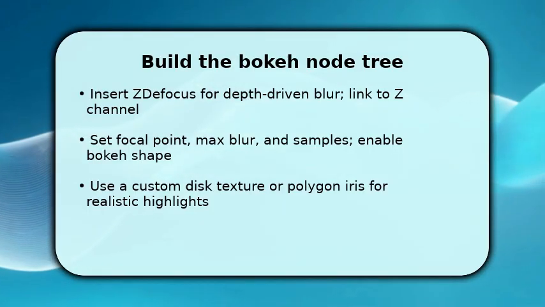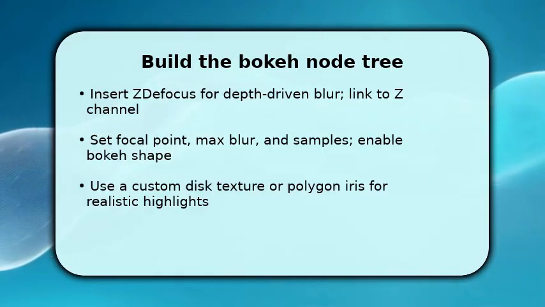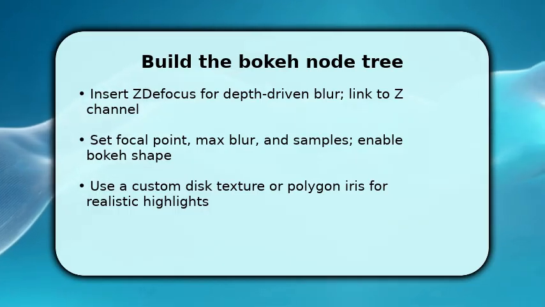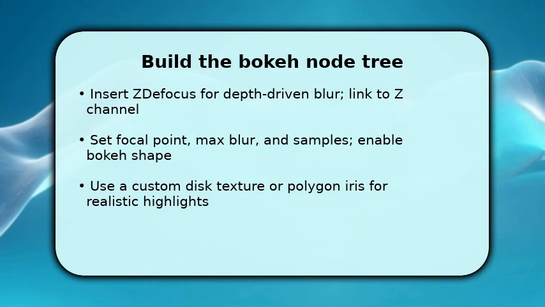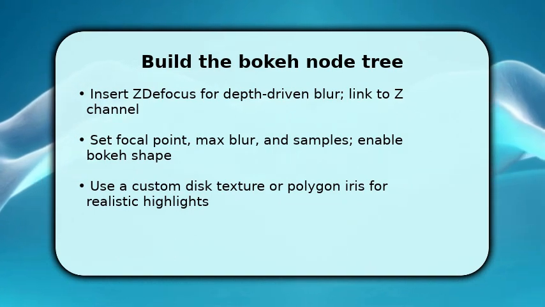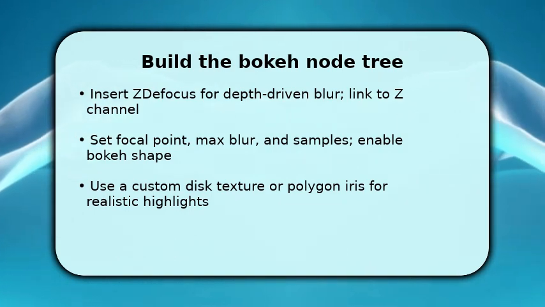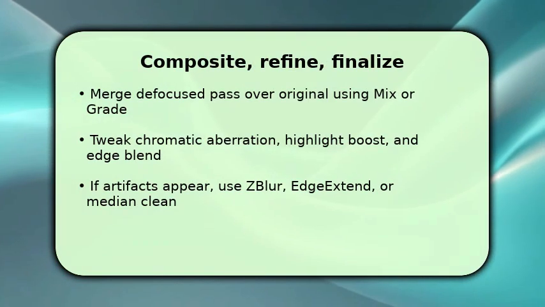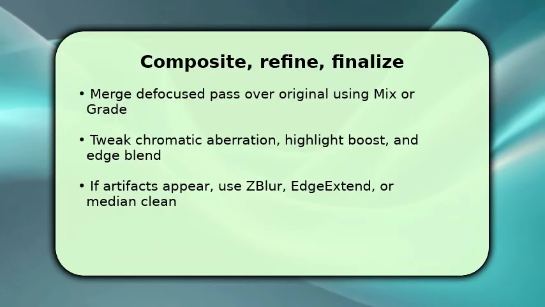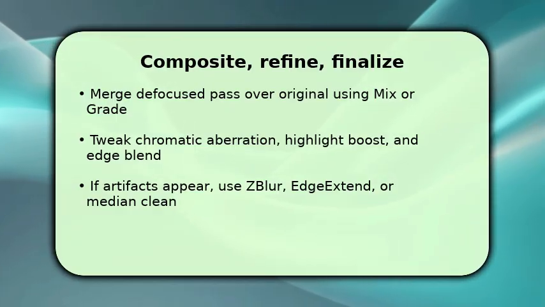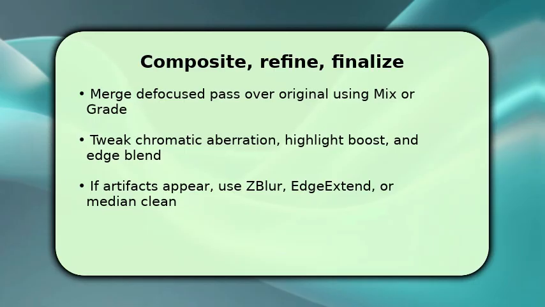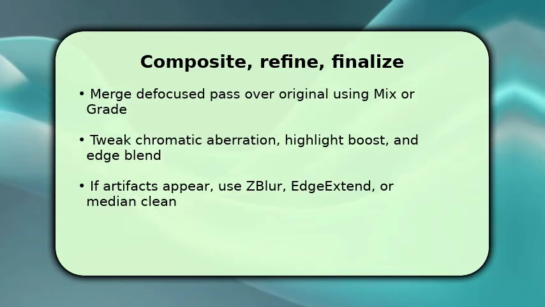For shaped bokeh, enable bokeh mode and either import a disk texture or create an iris with a roto node. This controls highlight shapes. Make sure to enable pre-filtering to avoid aliasing, and test with moving camera frames to check artifacts. Finally, composite the blurred pass over your sharp beauty using a mix node driven by a matte if needed, and use grade or hue correct to boost specular highlights so bokeh pops.